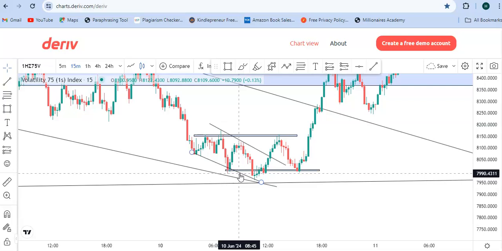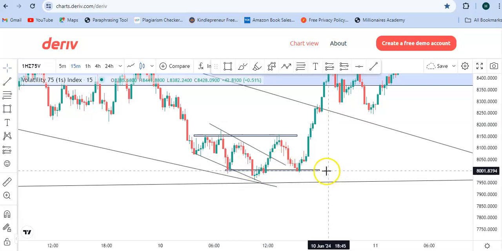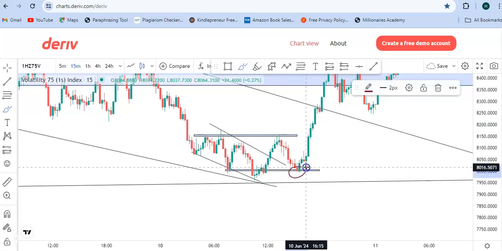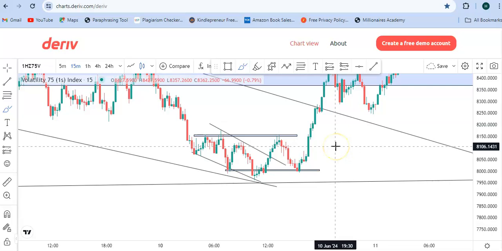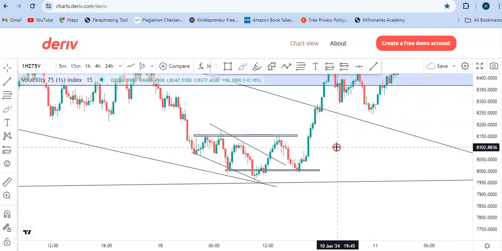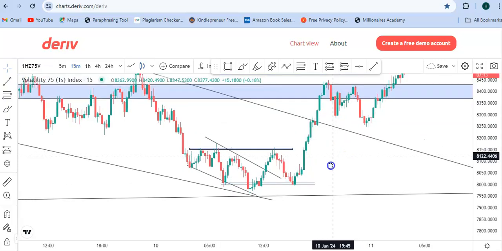You can see the market bought massively to the upside. The market bought massively to the upside on getting to this particular spot right here. So basically the question would be, where would you enter the trade, and where would you want to exit?